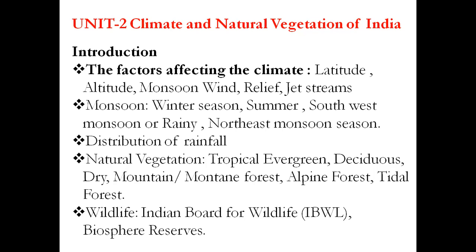So, in this lesson, we are going to discuss the introduction to climate and natural vegetation of India and the factors which affect the climate of India. Next is the distribution of rainfall and natural vegetation, and the different kinds of vegetation in India. The last one is wildlife and other biosphere resources in India. These are all the concepts which we are going to discuss in this lesson.